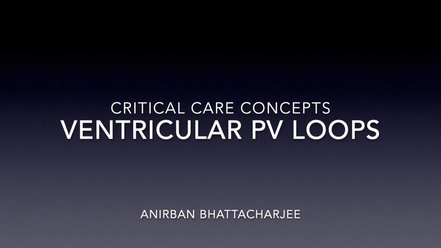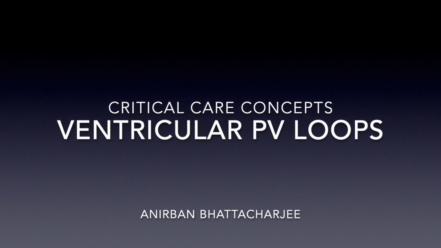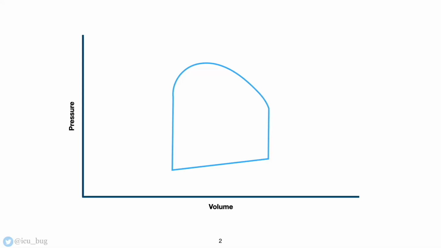My name is Anirban Bhattacharjee, and the topic for today's video is ventricular pressure volume loops. This is what a typical pressure volume loop looks like. It has the instantaneous volume of the ventricular chamber plotted on the x-axis and the corresponding pressure plotted on the y-axis in real time during an entire cardiac cycle.